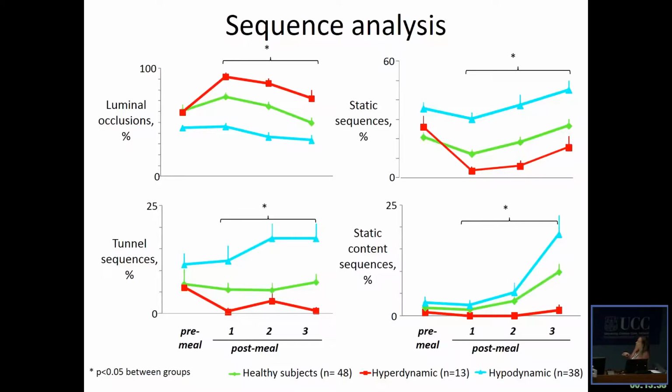Tunnel sequences, these are very predominant in patients with hypodynamic behavior. And static content sequences, this is content that's sitting in the bowel and not moving. Everyone has it, especially in the terminal ileum. This is the healthy subjects. As you can see in the last part of the post-meal, we encounter these static secretions, but they're much increased in hypodynamic patients, and hyperdynamic patients don't have any of these static secretions sitting in the terminal ileum.